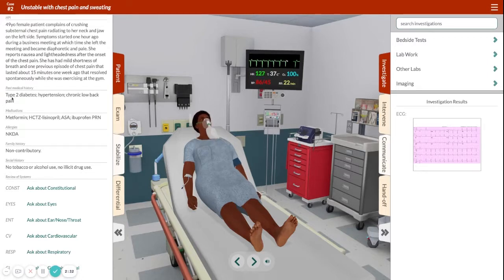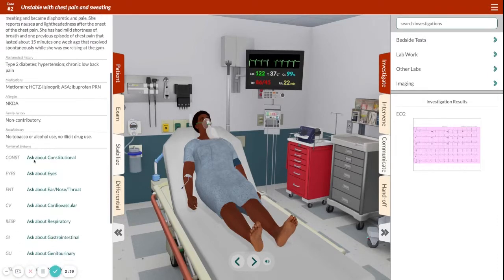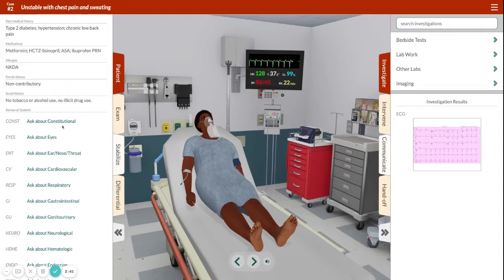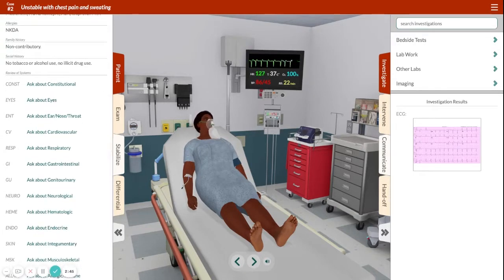We look at her history. She has diabetes, hypertension. She's on medications for those. She has no known drug allergies and has no substance history. Family history, not particularly significant in this case, as we have an ECG demonstrating an acute ST elevation MI.